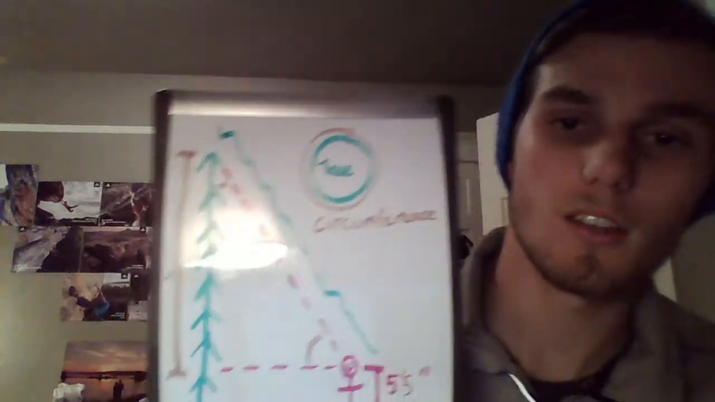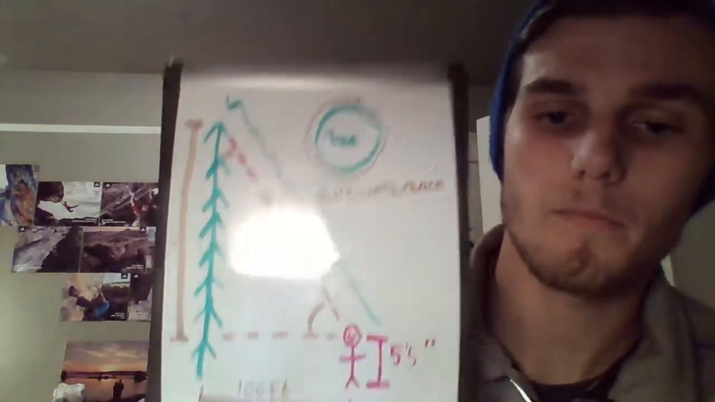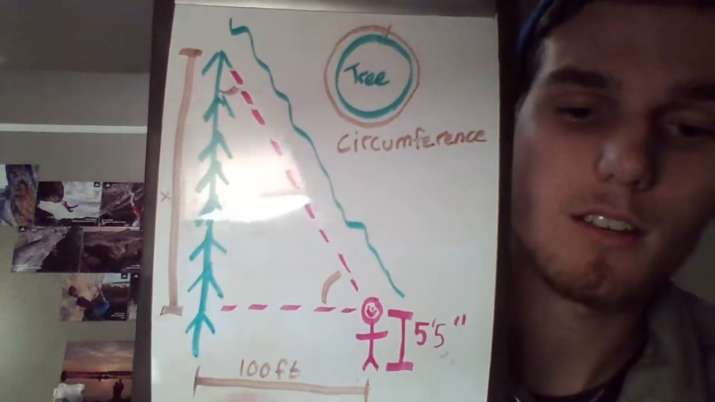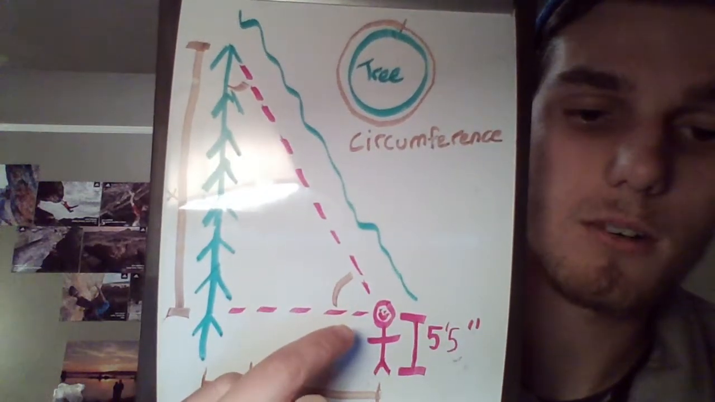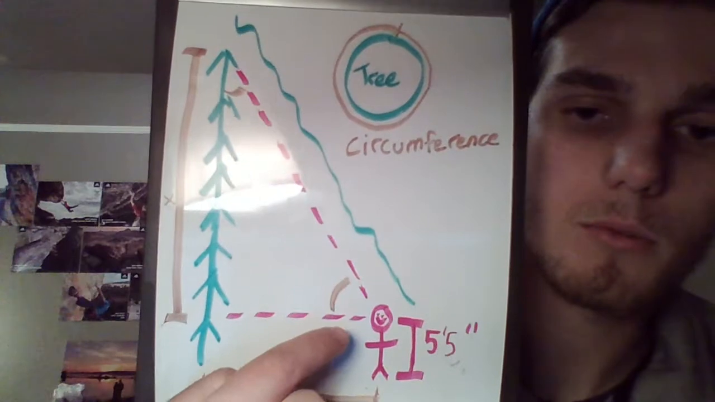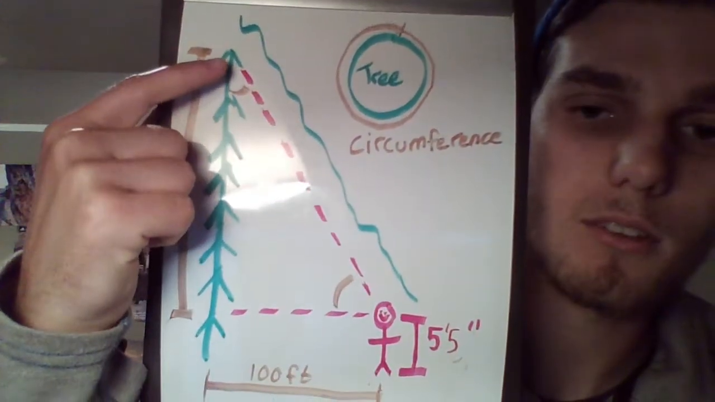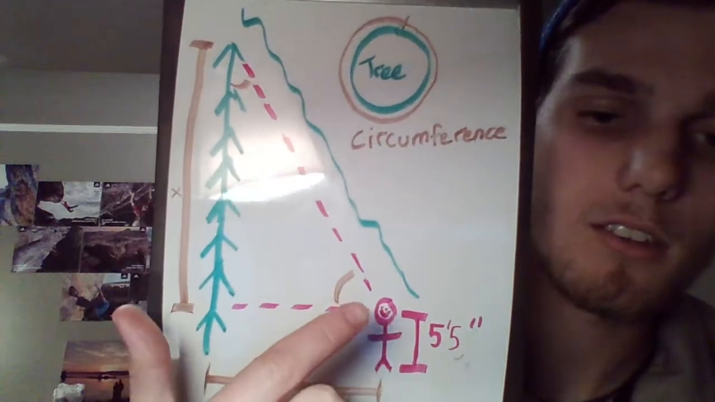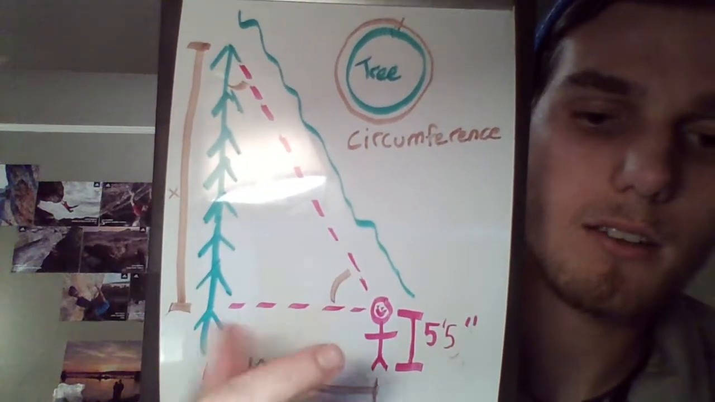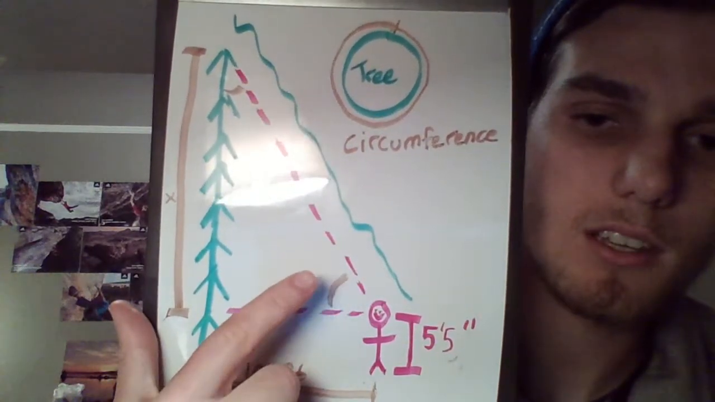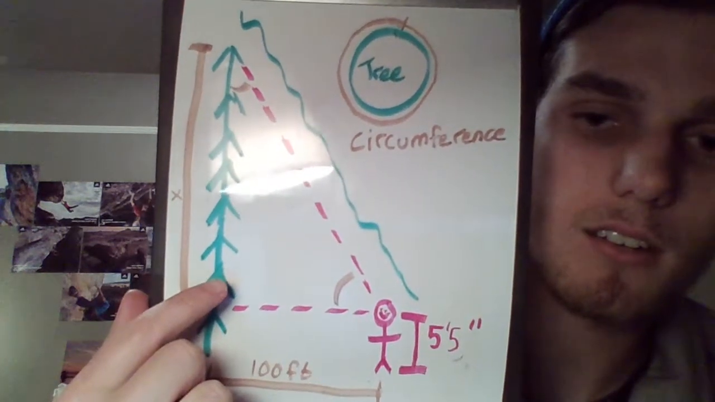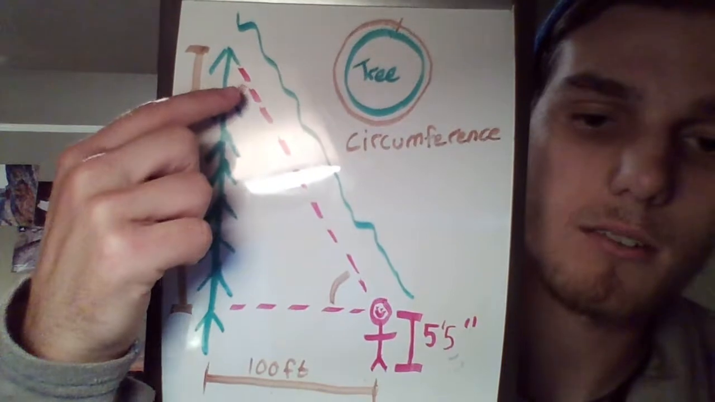This is a rough outline of what the project would look like. You would have a tree of unknown height here. You would have a student of a known height. The student would look at the top of the tree through the paper tube on the protractor. They would then, using the string, calculate the angle that would be here, and then from there, knowing that this is a 90-degree angle, they could find this angle.